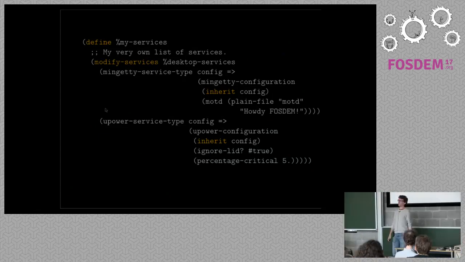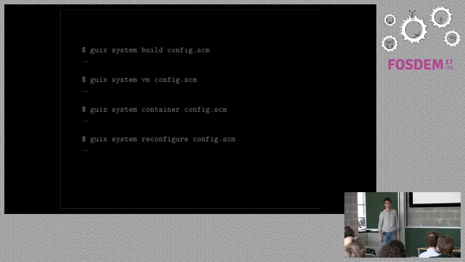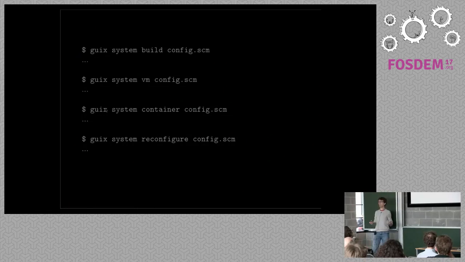So that's the story. What do we do with this configuration? Well, we have a bunch of commands. We have the guix system command, which is a central dispatch command for GuixSD. We always provide one of those configuration files, and then we can do a bunch of things with them. First, we can build the system. Let me show an example.